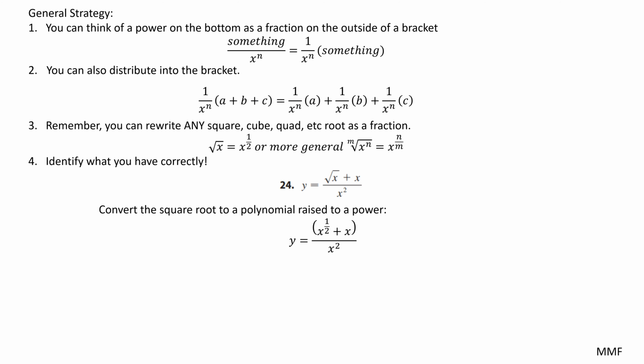So my first step is I converted the square root to a polynomial, just like in my other solution for question 24. And now I'm factoring out the term and basically just dividing each term separately by x squared.